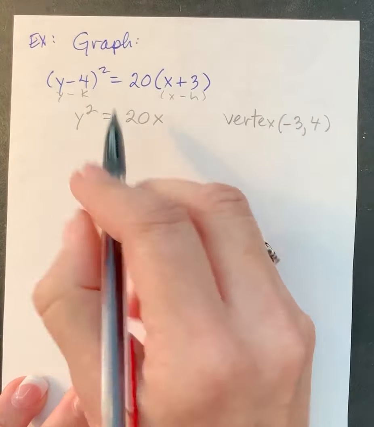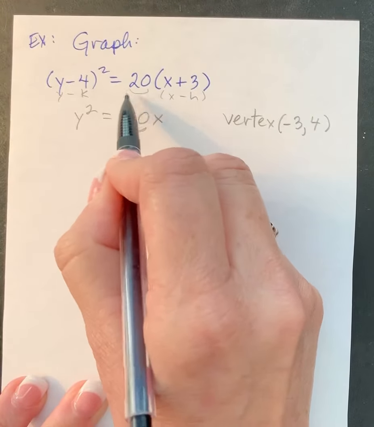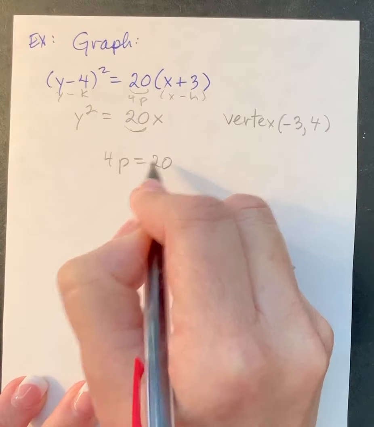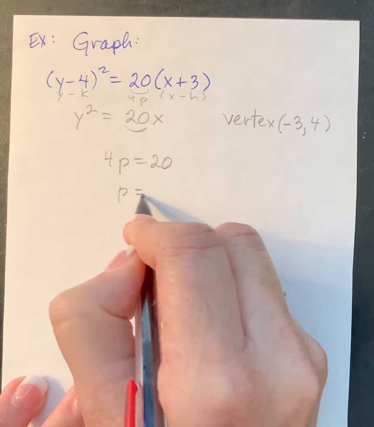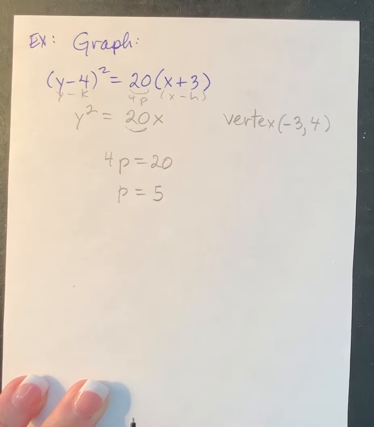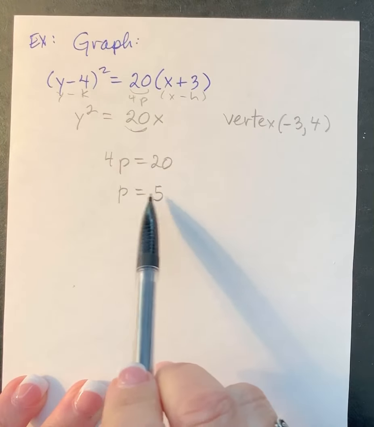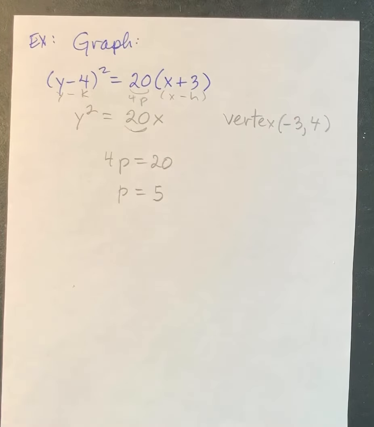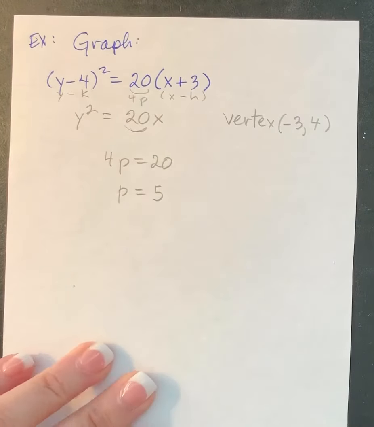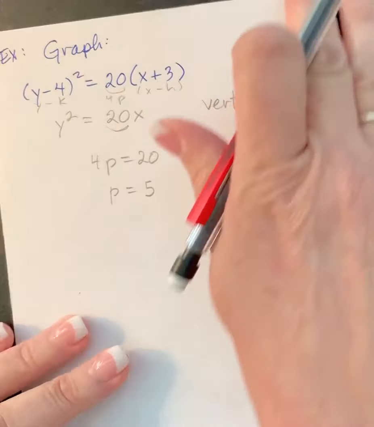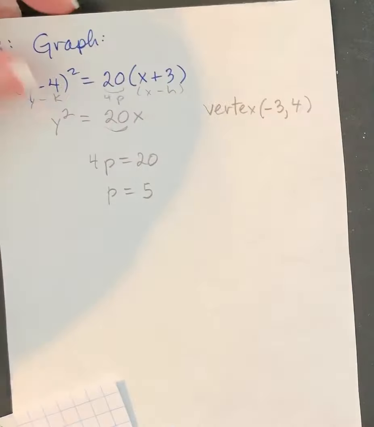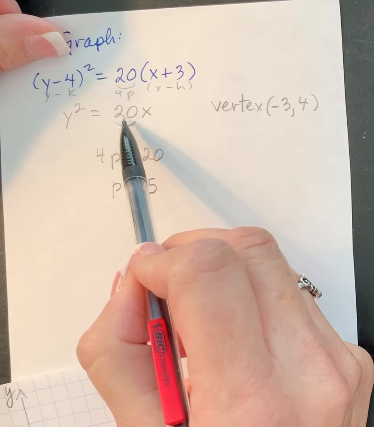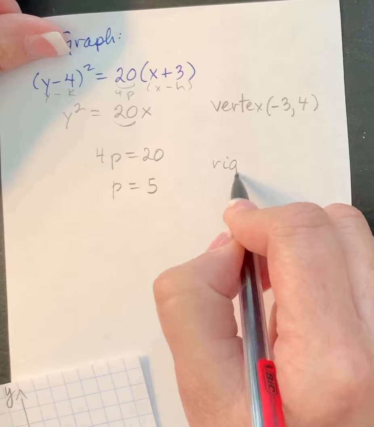Okay, and then this is our 4p. 20 is 4p. 4p equals 20. Divide both sides by 4, so p is equal to 5. Okay, so we can work with the p-value to start at the vertex and go in the appropriate directions. And this one, since the y is being squared, that means it's either left or right, and since this is a positive number, it's going to open to the right.